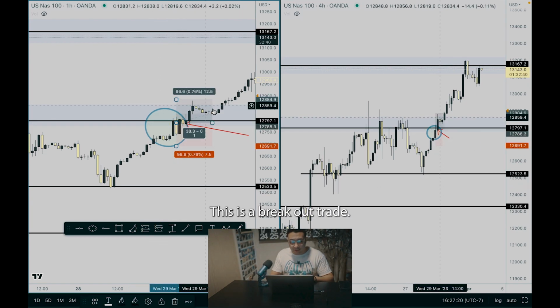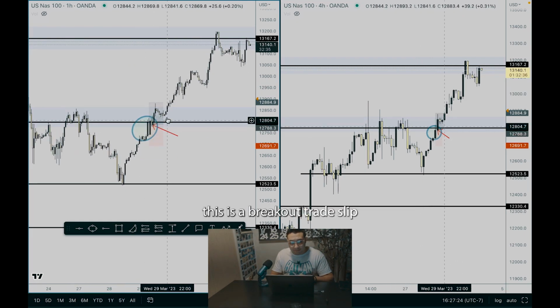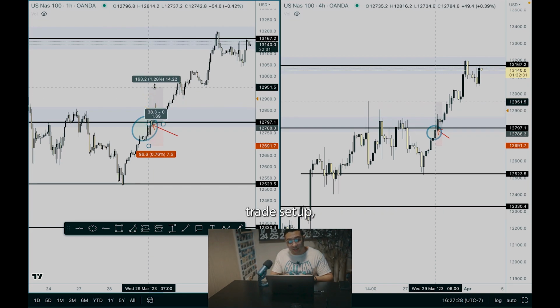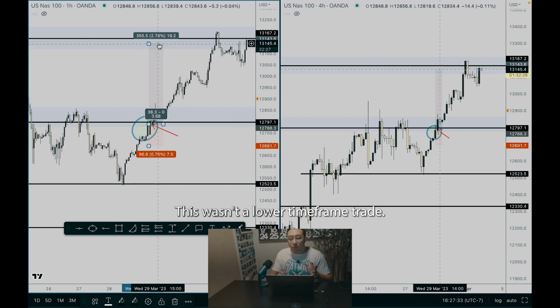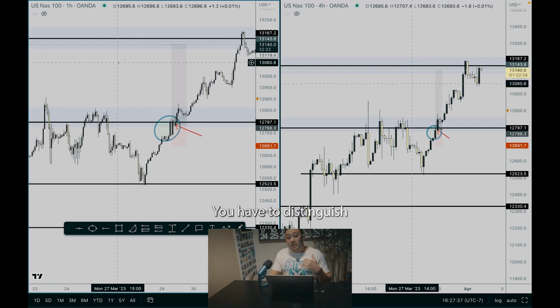This is a breakout trade, just so you know, in case you didn't catch that before I started looking at this. This is a breakout trade setup, and this is a higher time frame breakout trade setup, which is why it moved so much. Okay, this wasn't a lower time frame trade. This wasn't a lower time frame breakout. You have to distinguish what type of trade setups you're taking based on the time frame you're seeing them and taking them on. Higher time frame trade setups move for a lot more.